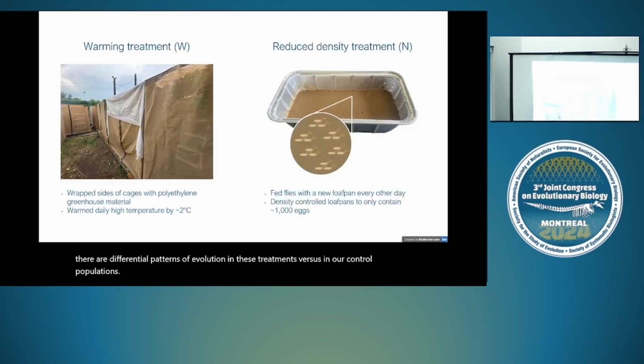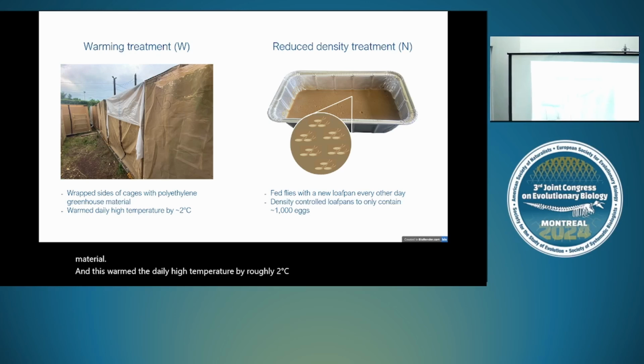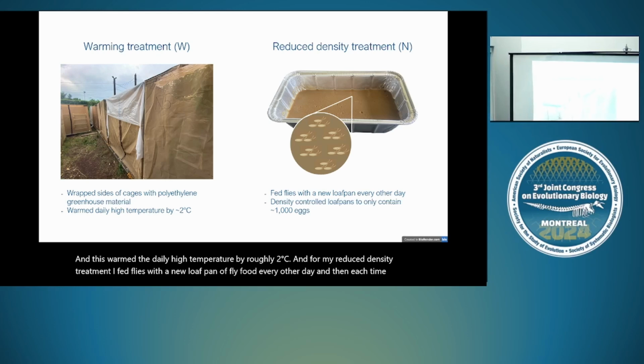So for my warming treatment, I wrapped the sides of cages with polyethylene greenhouse material. And this warmed the daily high temperature by roughly 2 degrees Celsius. And for my reduced density treatment, I fed flies with a new loaf pan of fly food every other day. And then each time I changed the food, I density controlled these loaf pans so that they would only contain roughly 1,000 eggs. And this is relative to about 10,000 in the control populations.